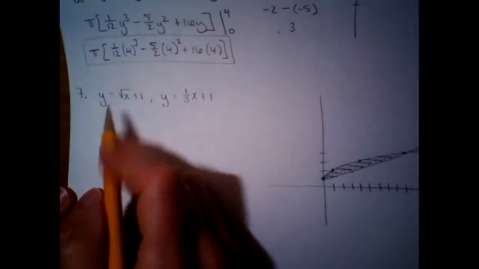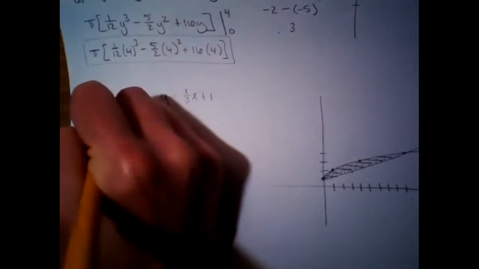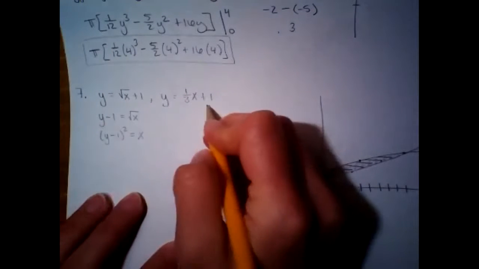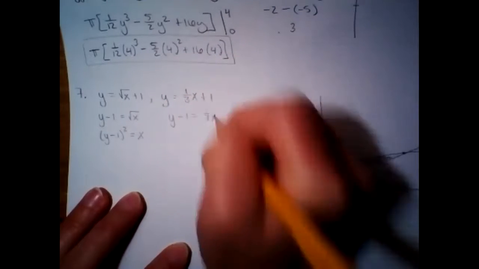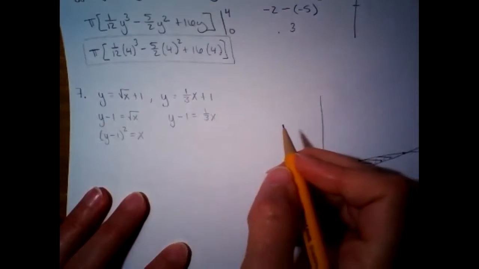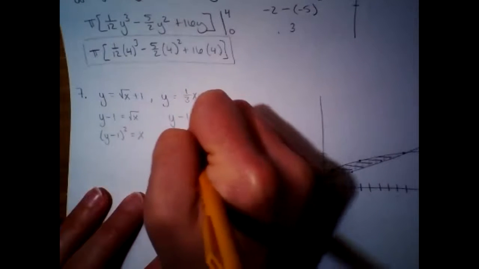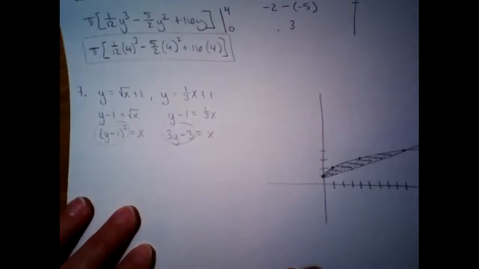So I'm going to subtract 1. And then to get rid of the square root, we're going to square. And then here again, we're going to subtract 1. And then to get rid of the 1/3, we're going to multiply by 3. You would have to distribute it to both terms. So 3y minus 3. So these are the two equations that we're using.